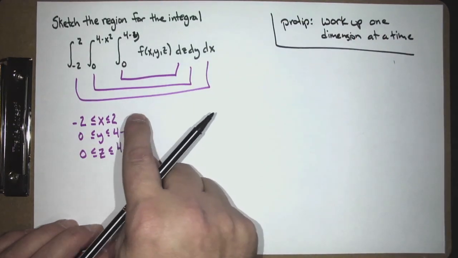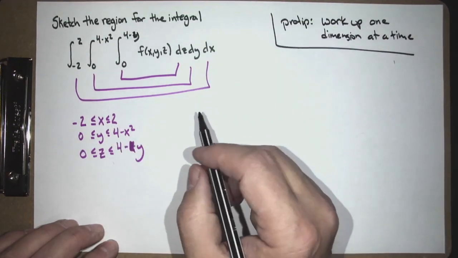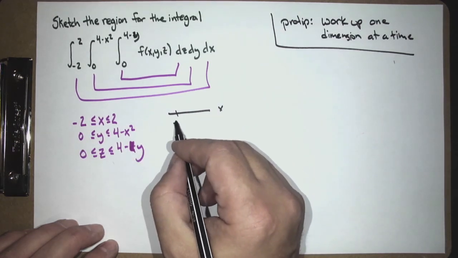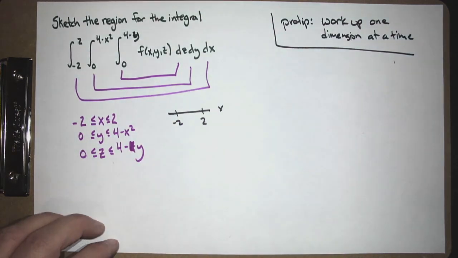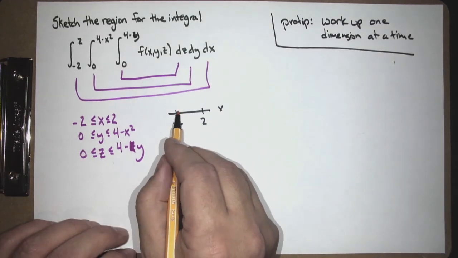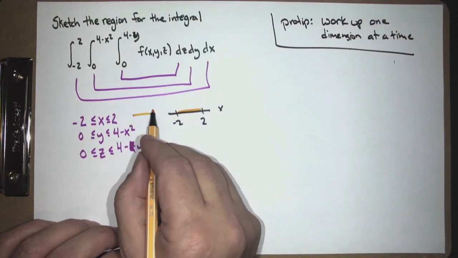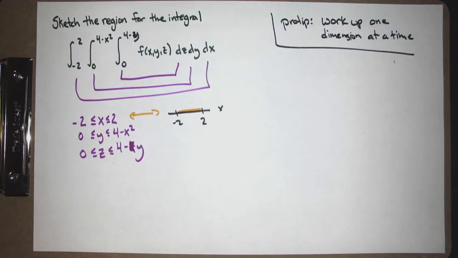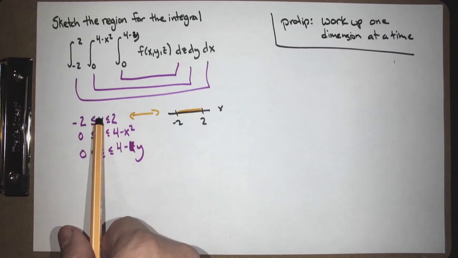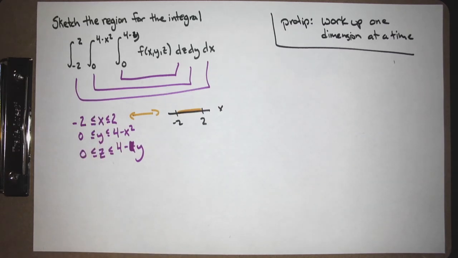Okay, so let's talk about -2 less than or equal to x less than or equal to 2. Well, that's just saying in the x direction, we're going from -2 to +2. So that's pretty simple to understand. Okay, so the outer layer, no problem. Now the middle layer, we're going to use both the first and second one to understand that shape.